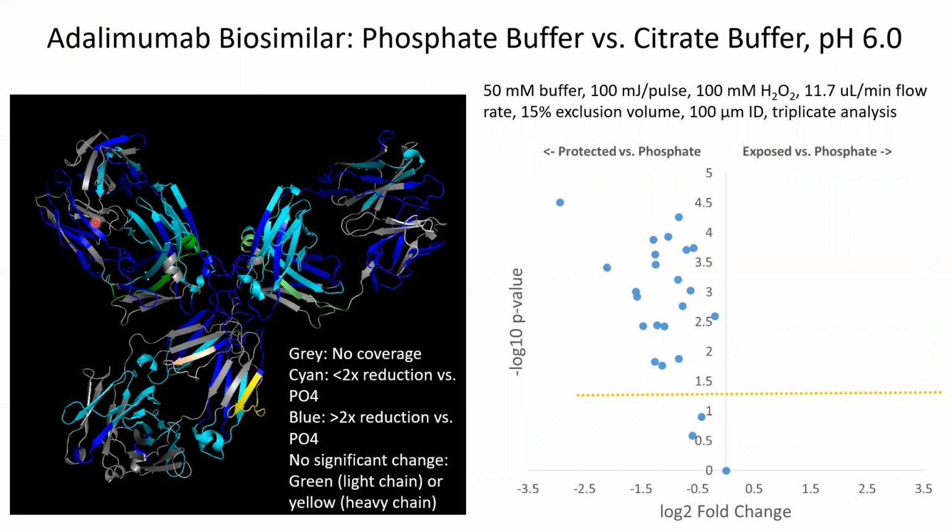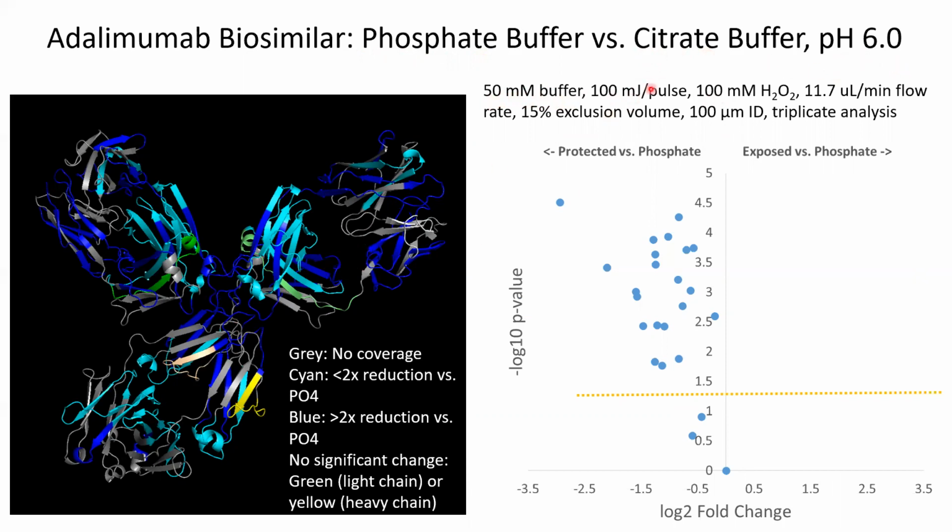We want to test basically what happens when you change the buffer. So we perform FPOP of the protein under two different buffer conditions. In one condition, we have 50 millimolar sodium phosphate buffer at pH 6, and in the other condition, we have the same amount of protein in 50 millimolar sodium citrate buffer at pH 6.